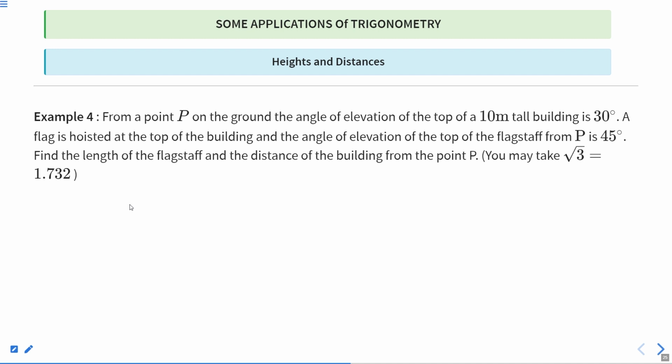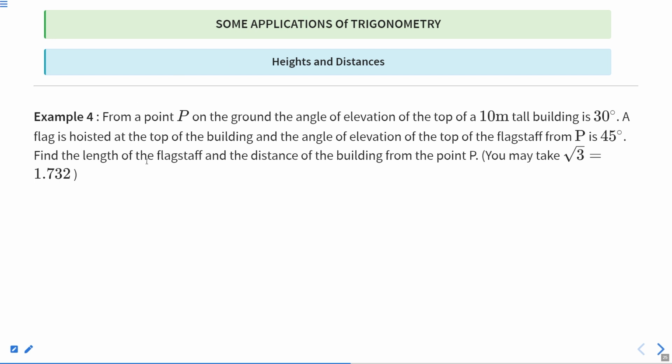In the next example, we have a point P on the ground, from which the angle of elevation of the top of a 10-meter tall building is 30 degree. A flag is hoisted at the top of the building, and the angle of elevation of the top of the flagstaff from P is 45 degree. Find the length of the flagstaff and the distance of the building from the point P. Here you may take root 3 is equal to 1.732.